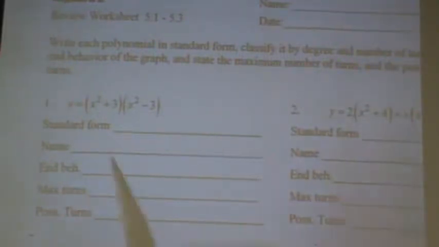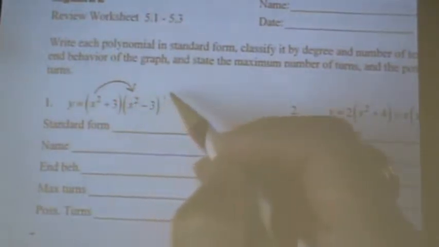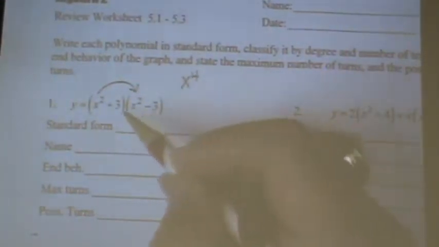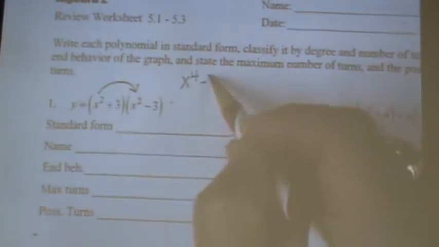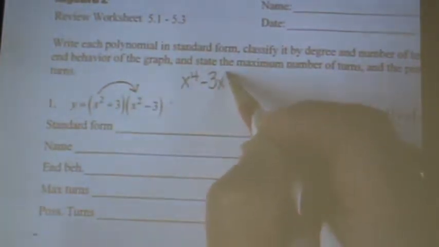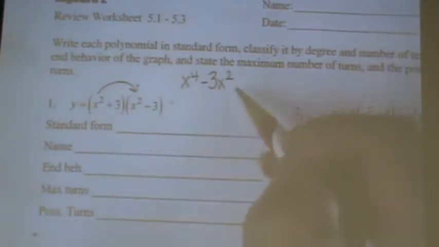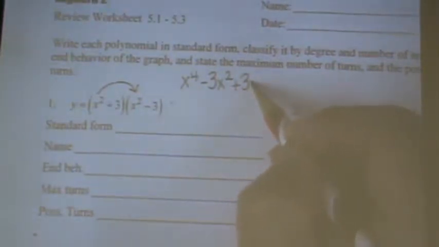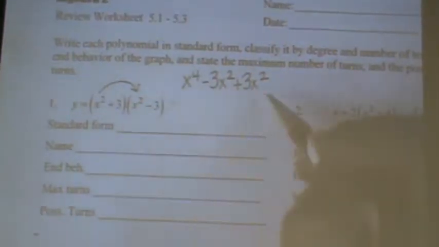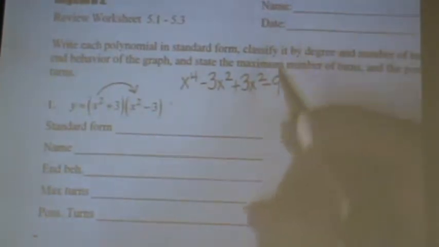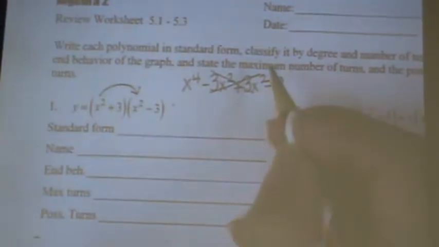So, this is not in standard form. What you have to do is FOIL this. You're gonna multiply x squared times x squared, which is x to the 4. And then x squared times negative 3 is negative 3x squared. And then 3 times x squared is 3x squared. And then 3 times negative 3 is negative 9. Now, how can you simplify these two? You can cancel them out because they go to 0.